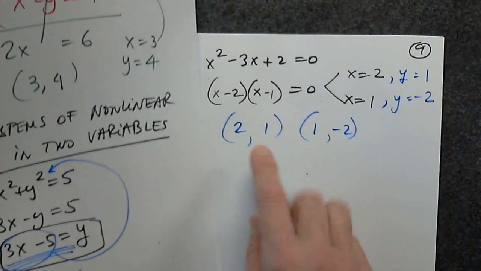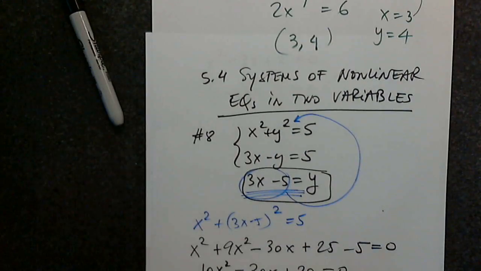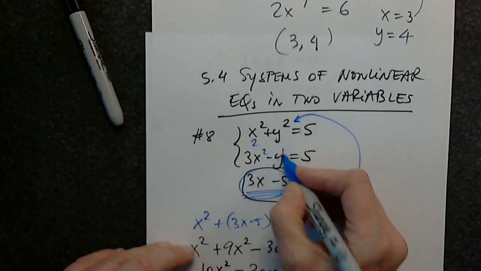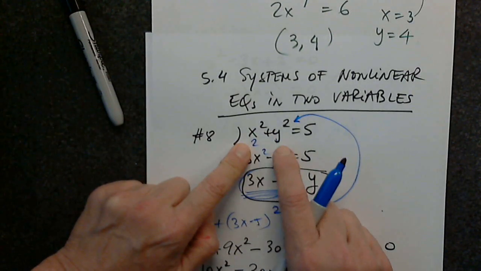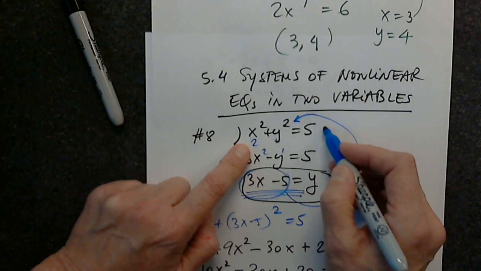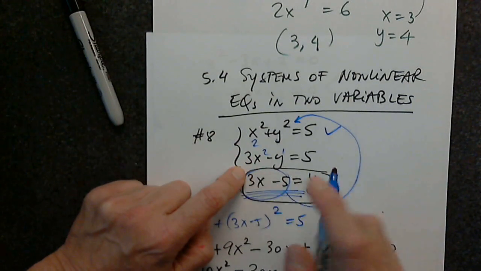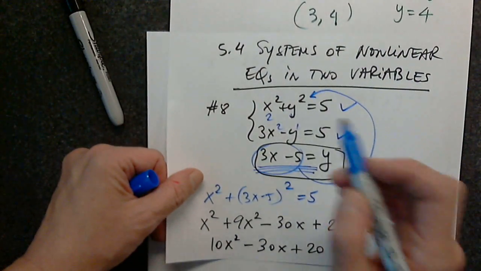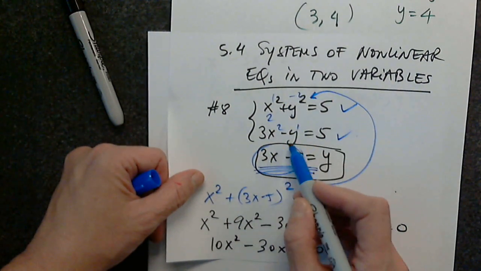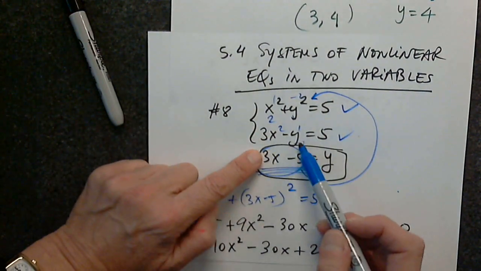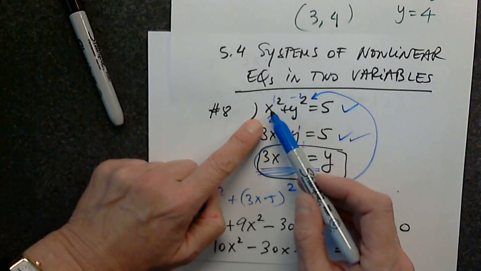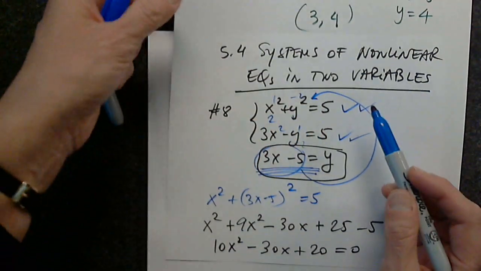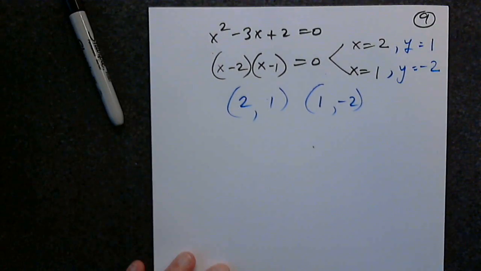Okay, so let's check. I'm checking (2, 1) first. 2, 1. 2 squared, 4, plus 1 squared, 1, 5. Check. 3 times 2 is 6, minus 1, 5. Check. I'm checking (1, negative 2). 1, negative 2. So 3 plus 2 is 5. Check. 1, negative 2, yes. Check. Only then I'll say yes.